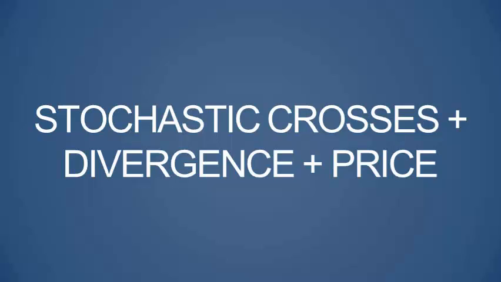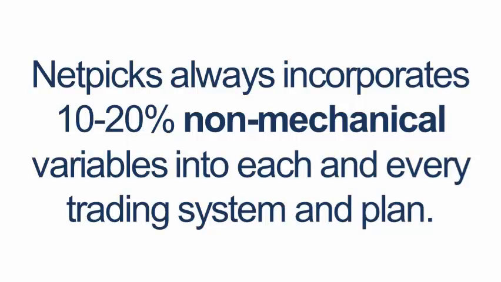To do so, we're going to add in some price structure to aid us in a trading decision. Trading an indicator signal blindly is a recipe for disaster, but adding in what the chart itself has to offer is a totally different ballgame. That is why NetPicks always incorporates 10 to 20% non-mechanical variables into each and every single trading system and plan.